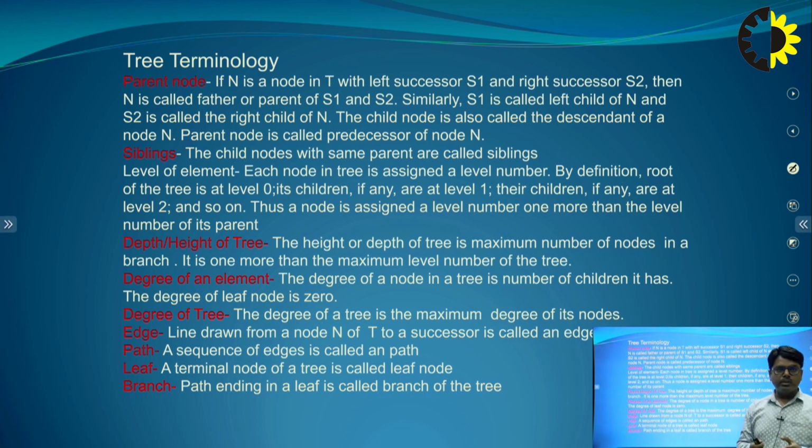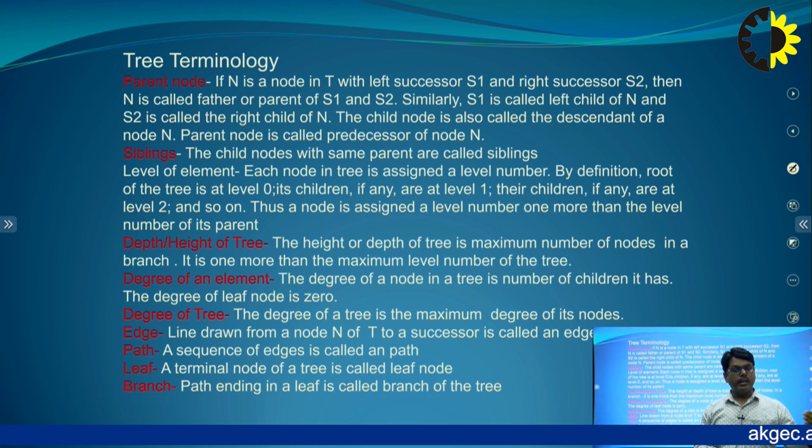Parent of S1 and S2 means S1 and S2 are both successors, or you can say subtrees, connected with edges to the root node of the tree T. S1 is called the left child of the node and S2 is called the right child. This is how we introduce the left subtree and the right subtree. The left subtree is treated as the left child of the parent.